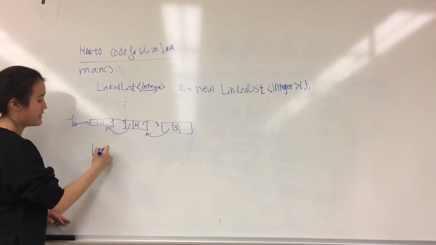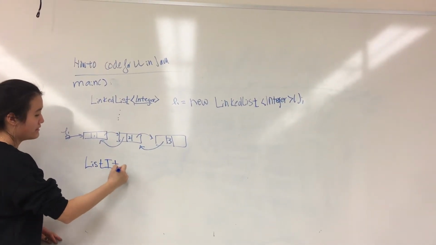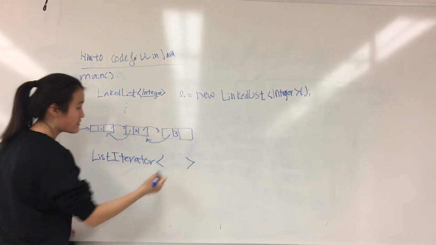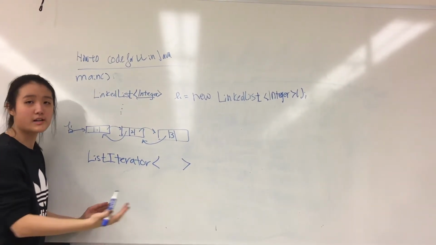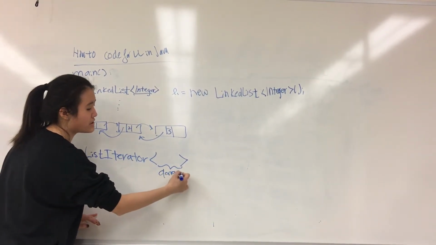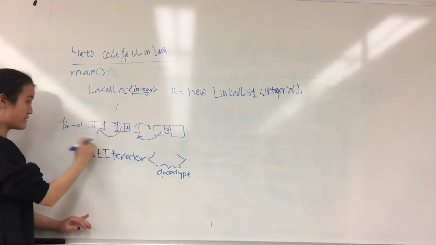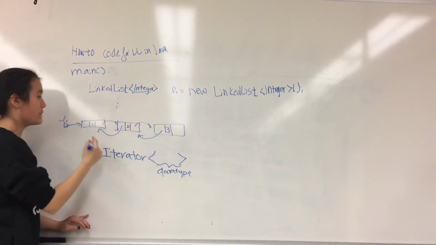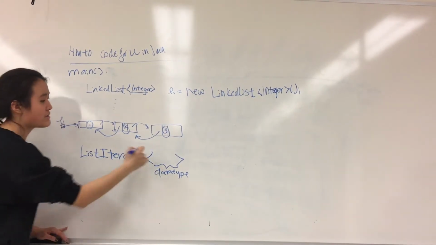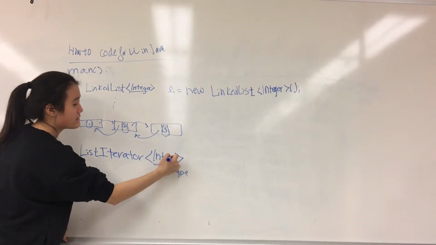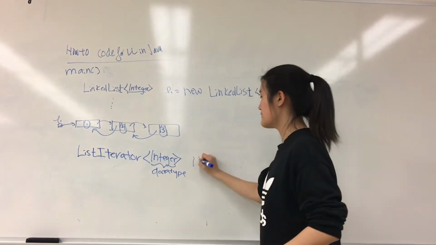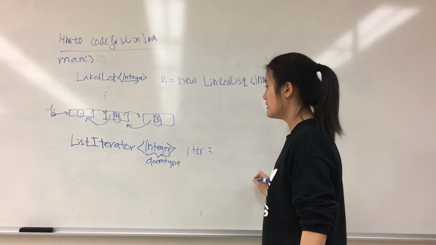So first you declare ListIterator, and you also declare the type. So the type here is not node. The type here is the data type of each element. If this is each node, we're talking about the data type of the actual data, which is integer here, so I'm going to call it Integer. And I'm just going to call this variable iter for short.